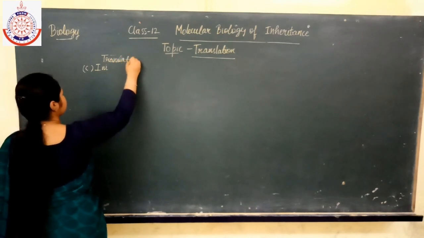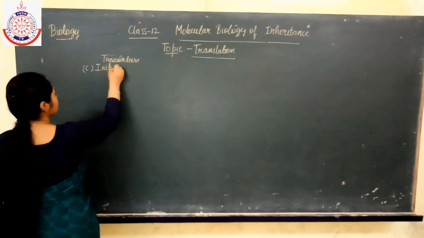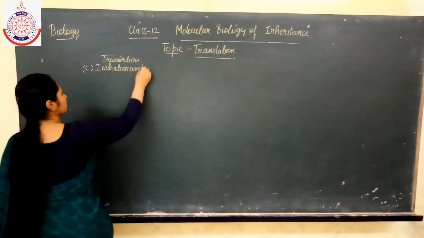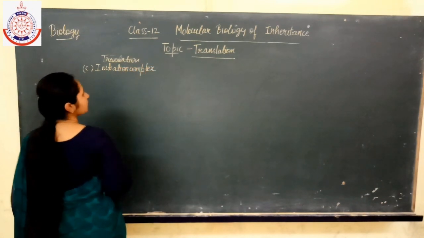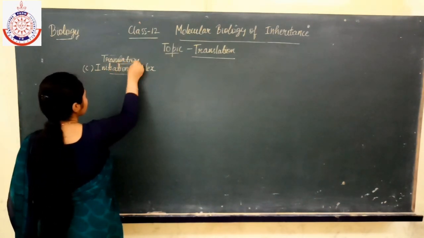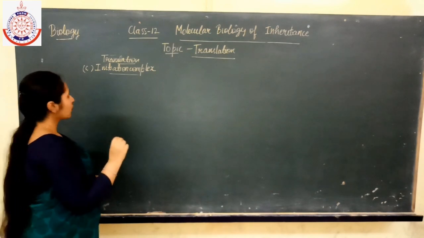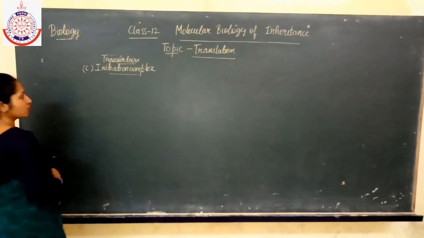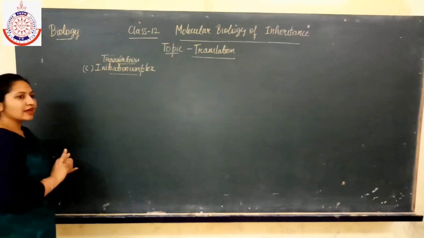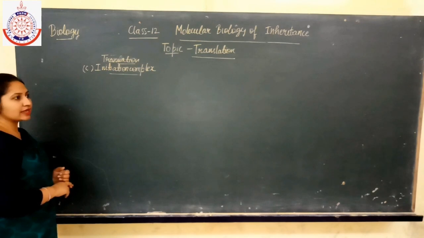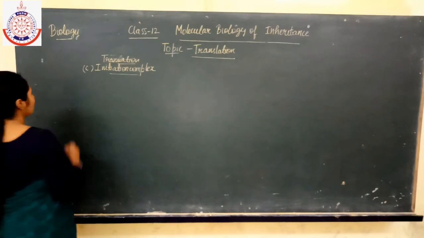Now how does this translation initiation complex form? First, we discussed that the charged tRNA forms. One more thing I want to tell you: there is an enzyme called aminoacyl tRNA synthetase.